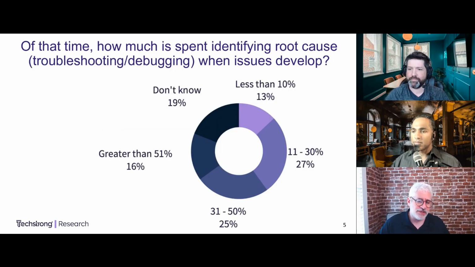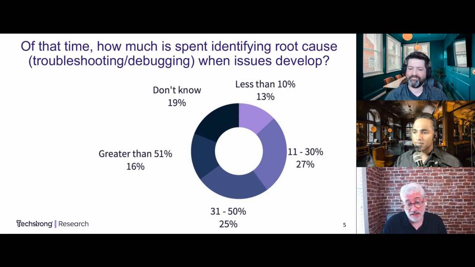So let's dig in a little bit to those components. How much time is spent identifying root cause when issues develop? Again, we've got a bunch of folks that don't know. They need to be a little more precise, so we'll give them a mulligan on that one. But less than 10%, 13%. 11 to 30%, 27%. 31 to 50%, 25%, and greater than 51%, 16%.